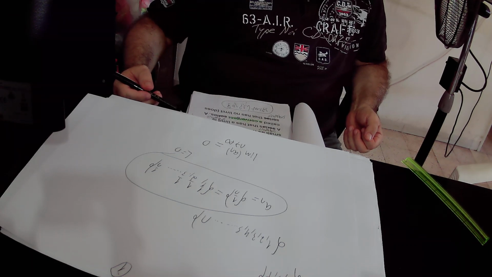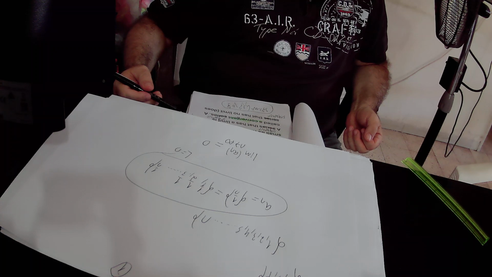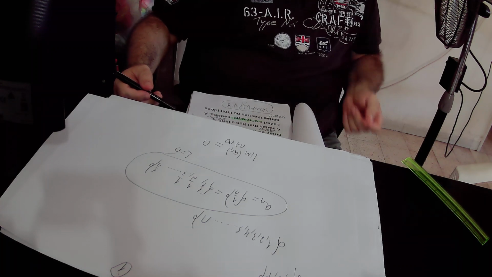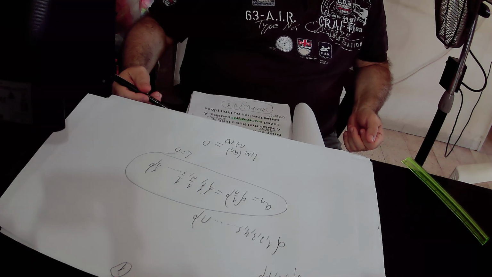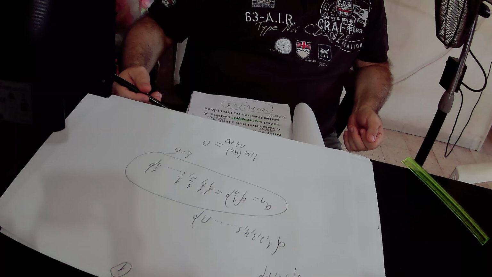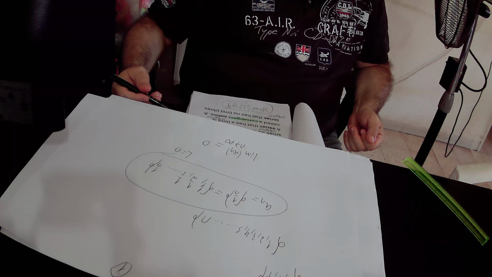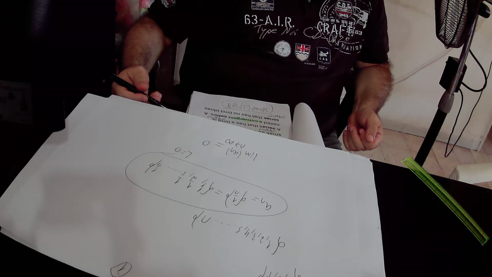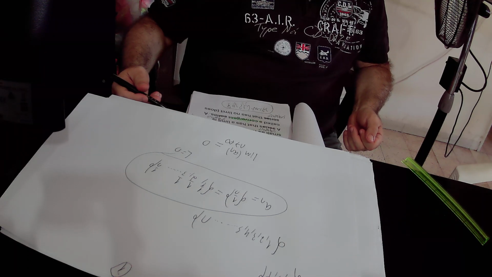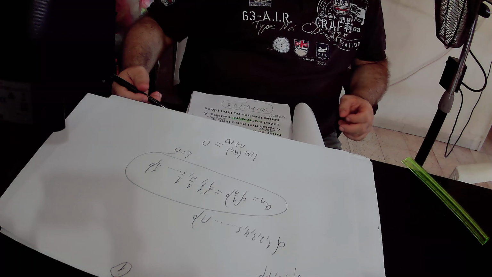So a sequence that has a limit is called a convergent sequence, while a sequence that has no limit is defined as a divergent sequence.